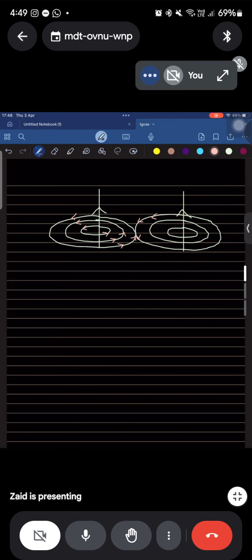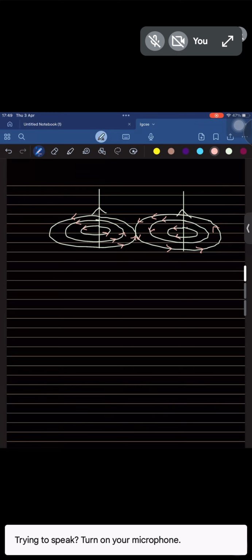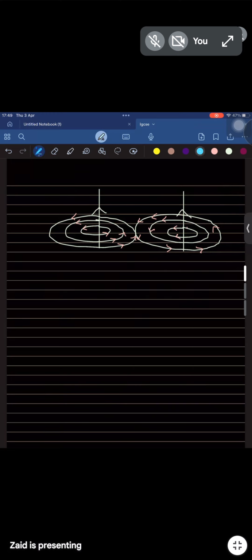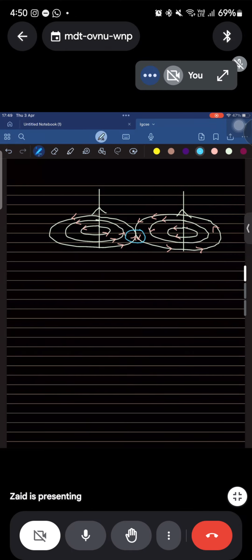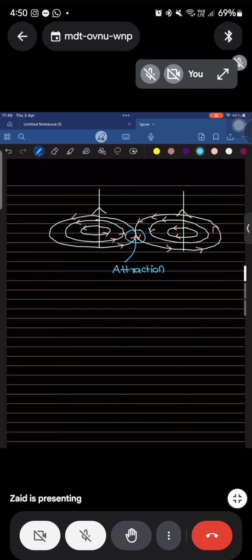That one is also anti-clockwise, so anti-clockwise is this. And this is going to be like this, anti-clockwise, and this one is also anti-clockwise. Can you see that these two currents are in the same direction? So their fields are going to be attracted. What we have observed is that currents flowing in the same direction have attractive fields. Let's see what happens if currents are in opposite directions, if we have something like this.